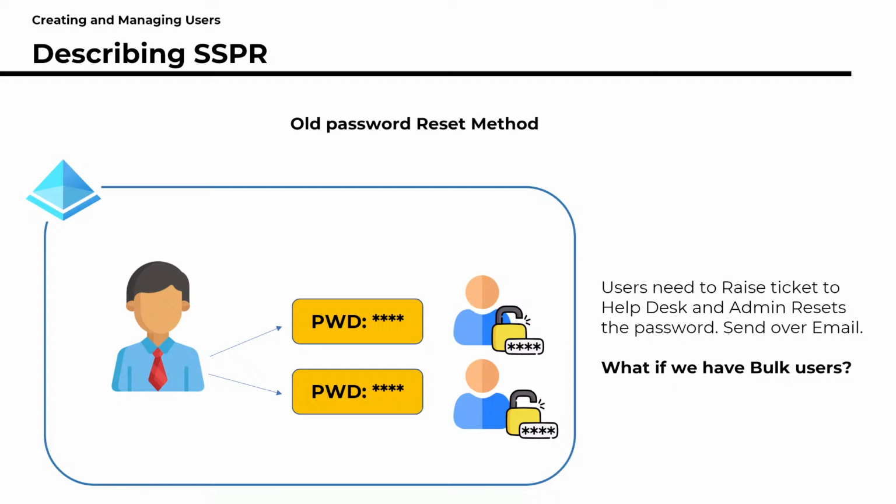This is only for one user. Let's assume it has to be done for bulk users, say 10 tickets or 100 tickets coming up to the IT team for resetting the password. How much time will it take for the IT team to resolve all of them? You can imagine the productivity loss to the organization because of this.